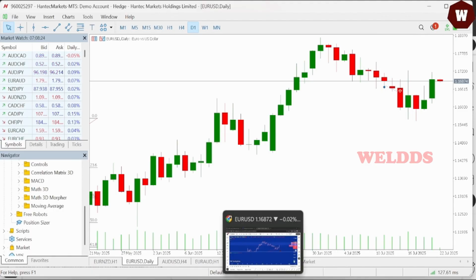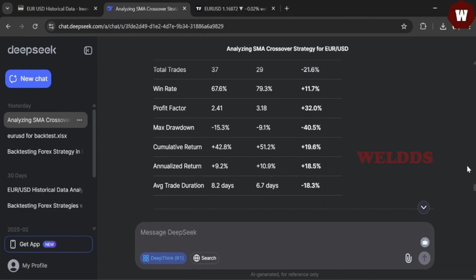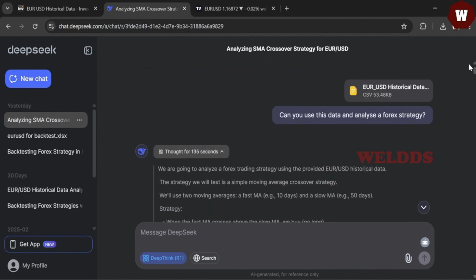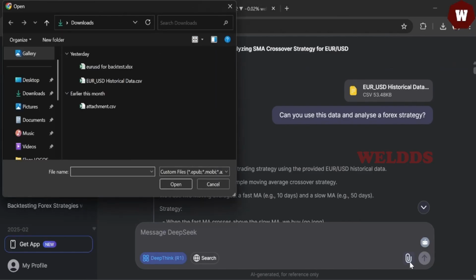When I started this analysis, I came to DeepSeek, and let's go to the beginning. I uploaded the CSV file that I downloaded. So what you can do is, you see this tool here. If you click, it will ask you to upload. So you come to wherever you saved your data, and you click on that file.